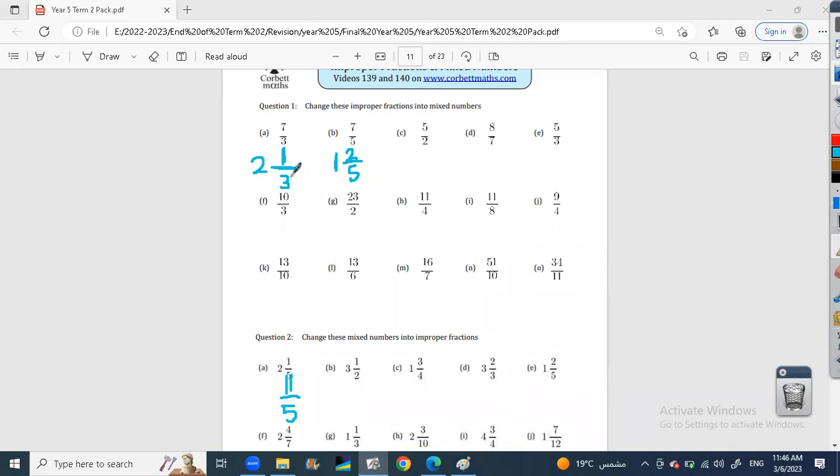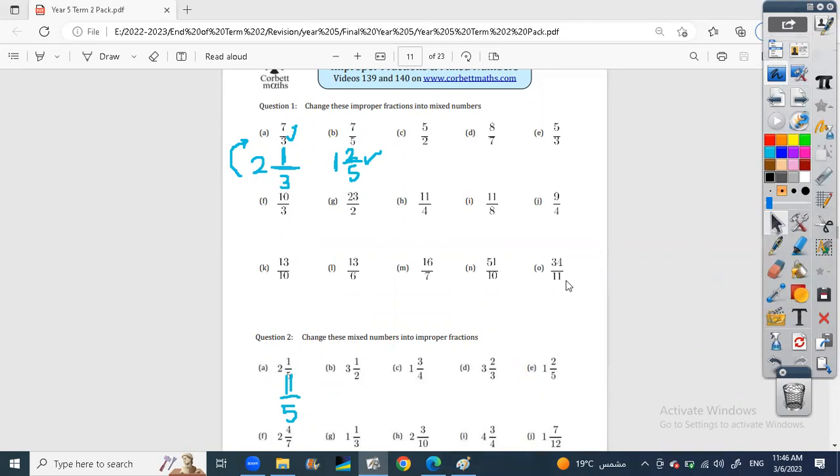This is how we convert the mixed number into improper fraction. After we answered this, we want to check if it's correct or not. Convert the mixed number into improper fraction again. 3 times 2 is 6. Plus 1 is 7 over 3. Perfect, I got it right. 5 times 1 is 5. Plus 2 is going to be 7. Perfect, I got it right.